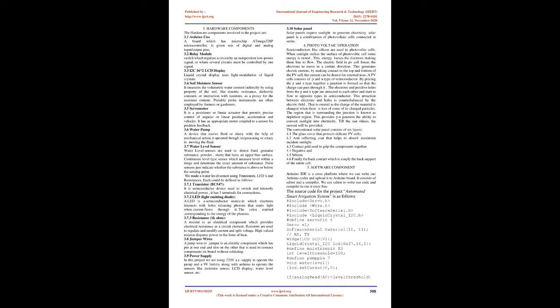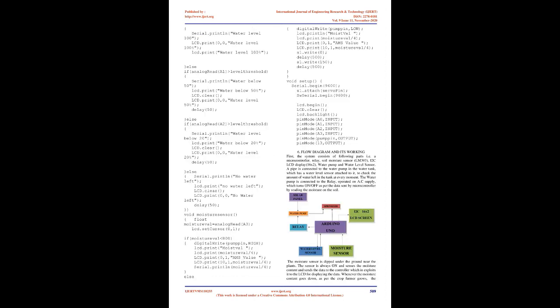3.7.1 Transistor, BC547. It is a semiconductor device used to switch and intensify electrical power. It has 3 terminals for connections. 3.7.2 LED, light emitting diode. An LED is a semiconductor source in which electrons interact with holes, releasing photons that emit light when current flows through it. The color emitted corresponds to the energy of the photons.